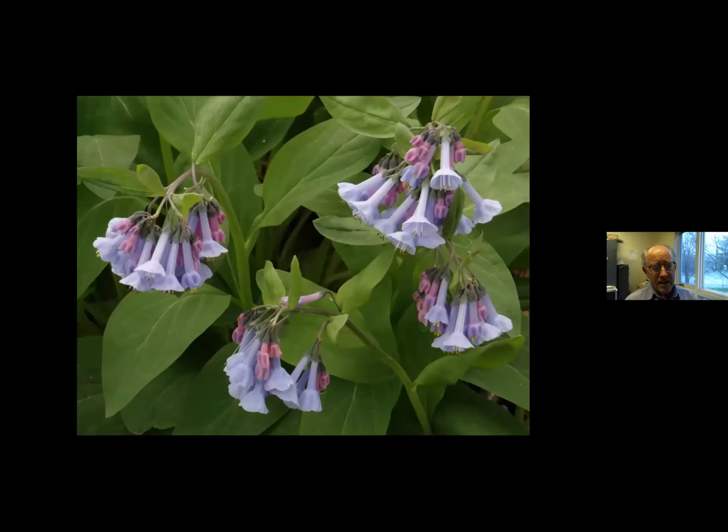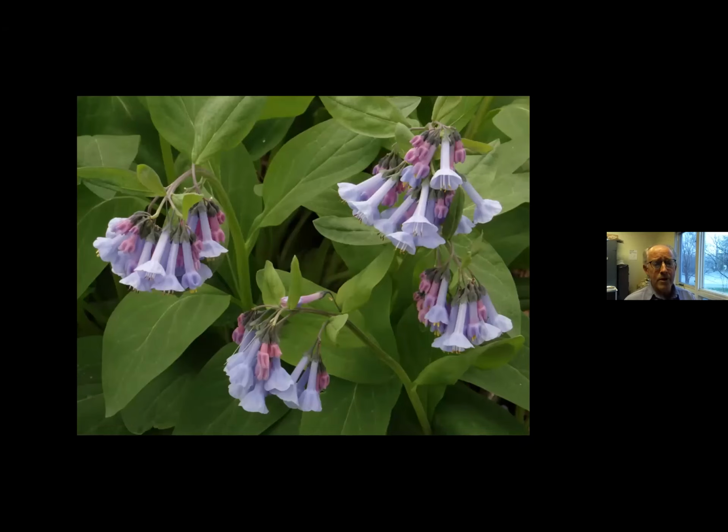Virginia bluebells. This is not really common in the Ithaca area. It, again, is more common farther south. It's near the northern limit of its range here. Mertensia virginica in the borage family, the Boraginaceae. Notice how the flowers go from pink to blue as they go from bud to flower as they expand. The pigment is pH sensitive.